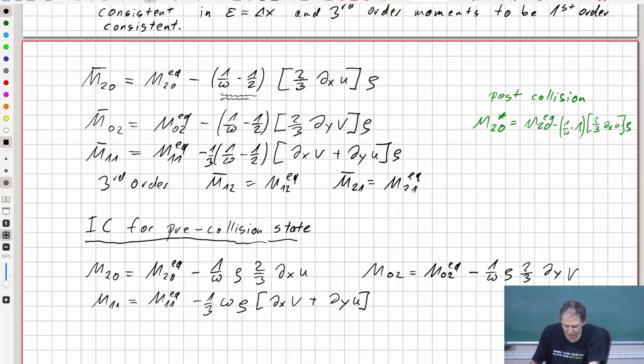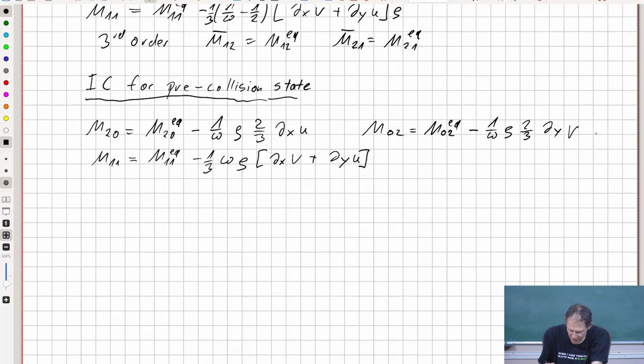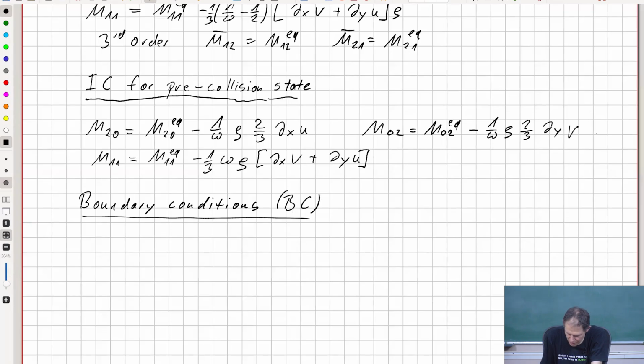Okay, so this is the initial condition. Relatively straightforward. Then comes the boundary condition. So boundary condition actually can mean everything and nothing. So we call them BC, boundary conditions.